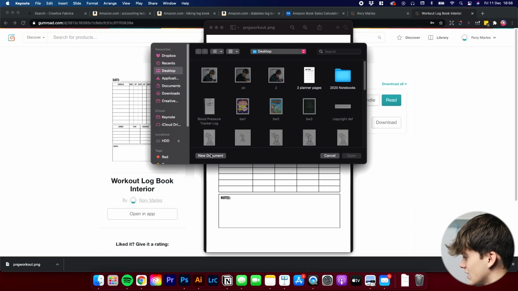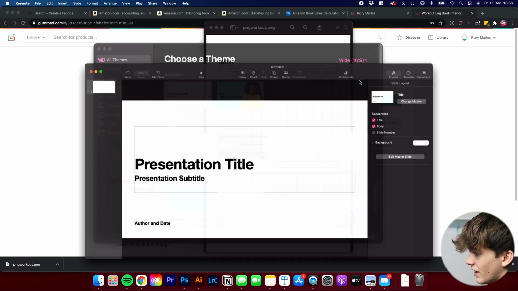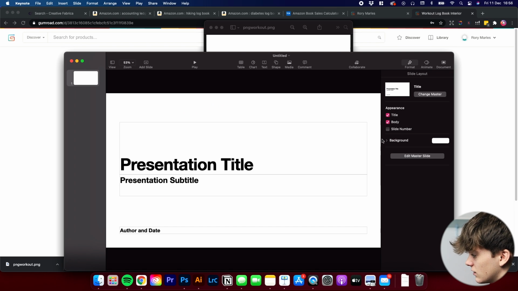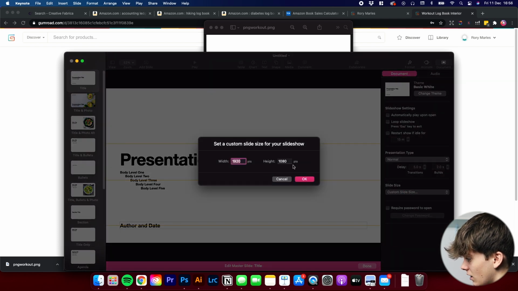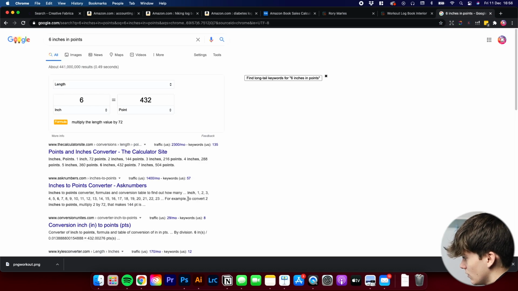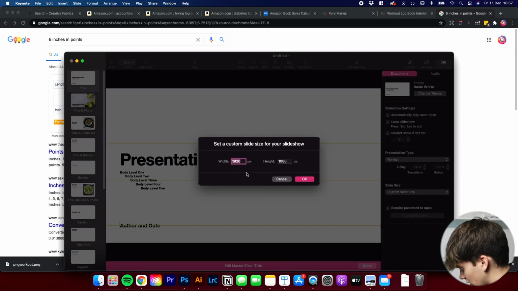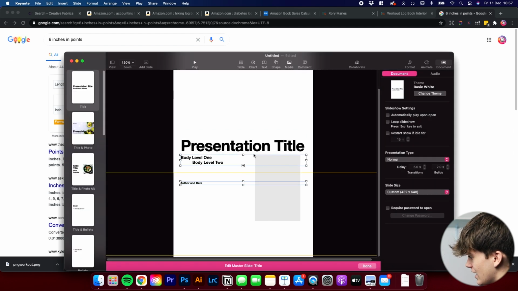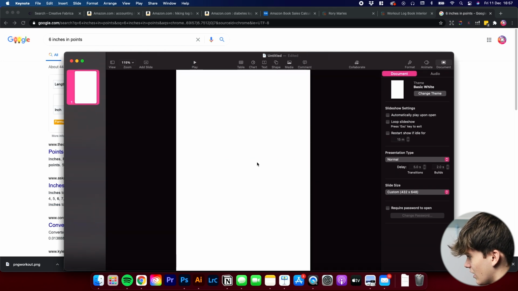So let's go into Keynote and click New Document, and then click Basic White. Now this is a 6x9 inch interior, and as you can see, this is not what we want at the moment. So we got to click Edit Master Slide, then go to Document, and then go to Custom Slide Size, and then we got to work out what 6x9 inches in points is, which is 432. So 432, and what's 9? 9 is 648, so 432 by 648. And then as you can see, it is created. So we're just going to want to delete all of that and just click done.